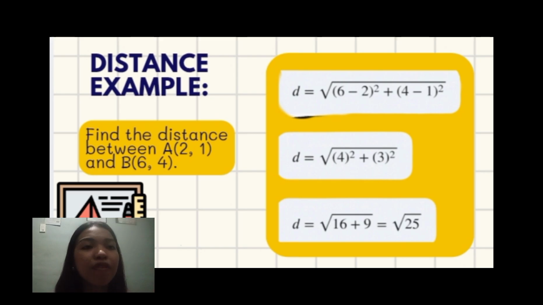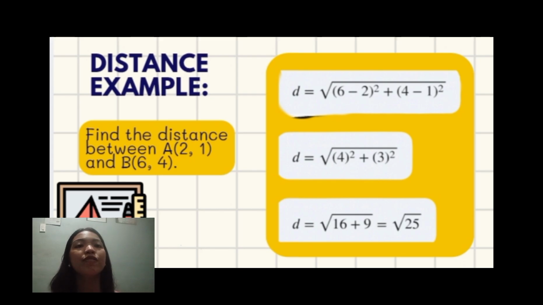25 rather. Sorry for the correction, the incorrect answer. And then finally, what is the square root of 25? It is 5, exactly. So the distance between points A and B is 5 units. You see, step by step, it's actually really basic. We just need to follow all the formula we memorize and then understand all the steps.